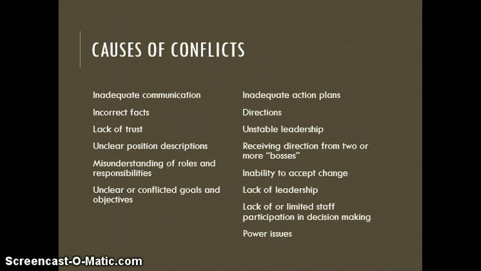There are many different causes of conflict. They can be from inadequate communication, incorrect facts, a lack of trust among healthcare providers, unclear position descriptions, a misunderstanding of roles and responsibilities, unclear or conflicted goals and objectives, an inadequate action plan, directions that are not clear-cut, unstable leadership, receiving direction from two or more bosses, an inability to accept change, lack of leadership, lack of or limited staff participation in the decision-making process, or if there are power issues among the unit. All of these things can cause conflict.